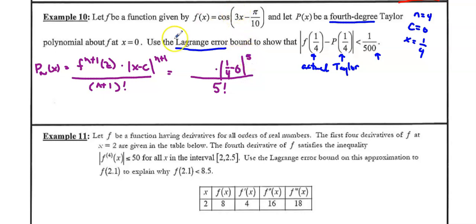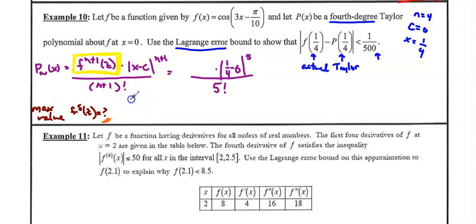The only tricky part of this problem is figuring out this value here. I talked about it in the video prior. This is the maximum value of our n plus 1 derivative. I want to know the maximum value we're going to get when we look at the 5th derivative of our function. So let's find what this value is.